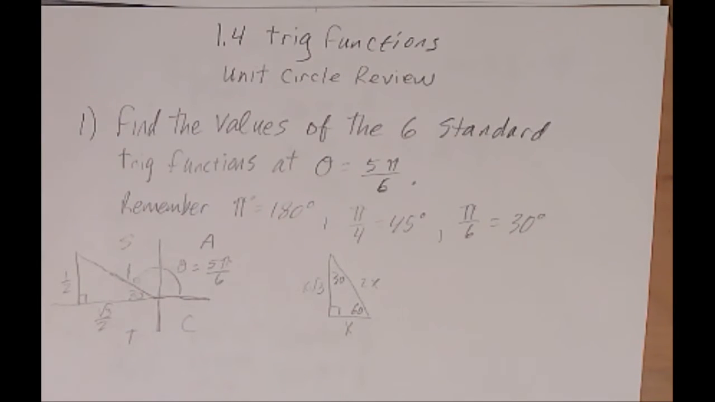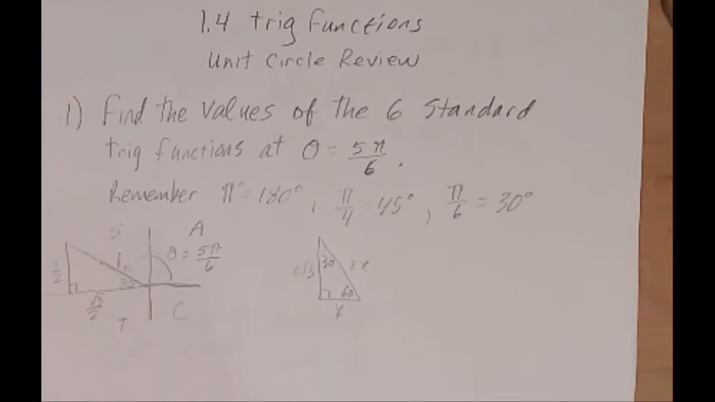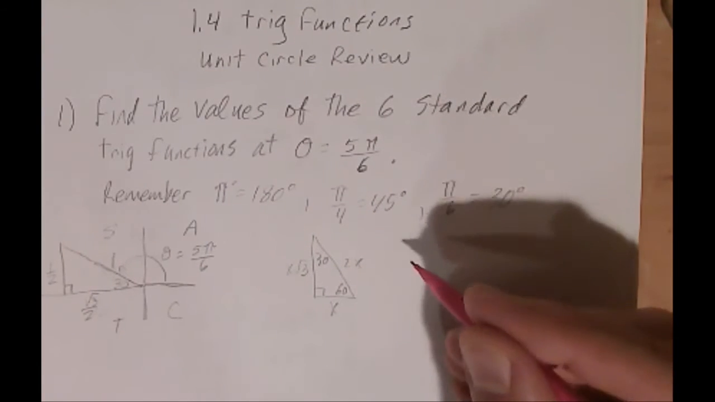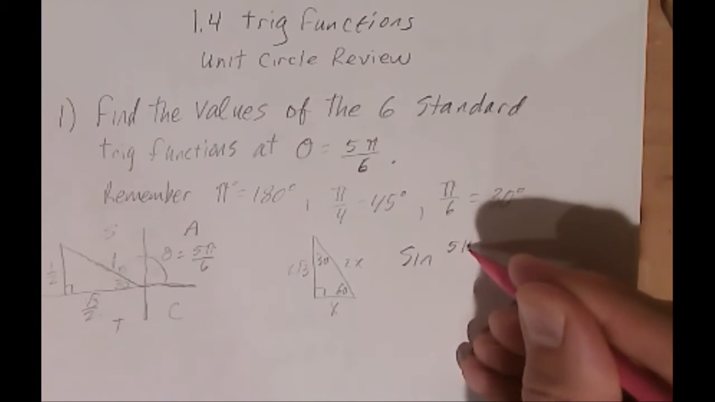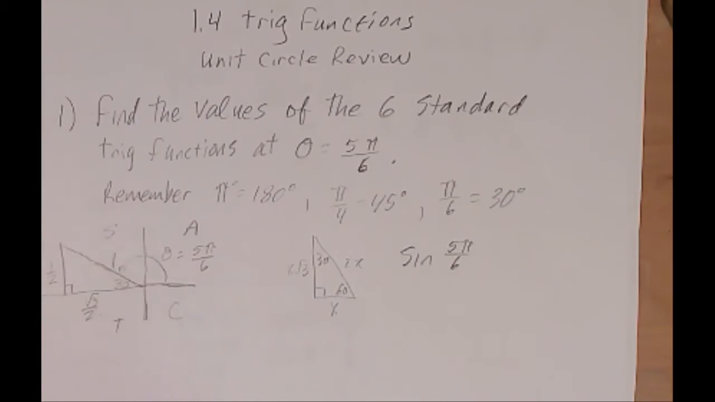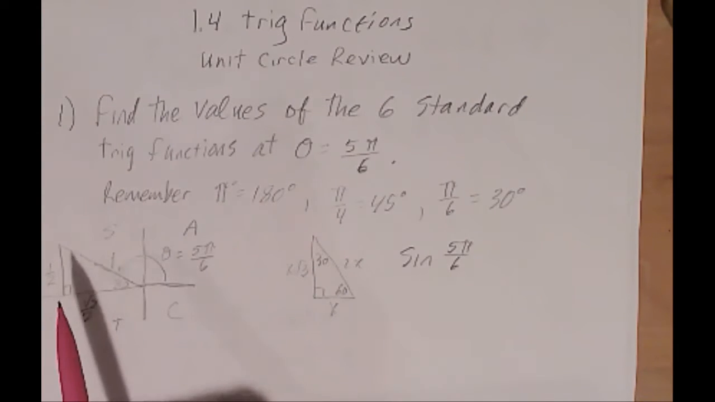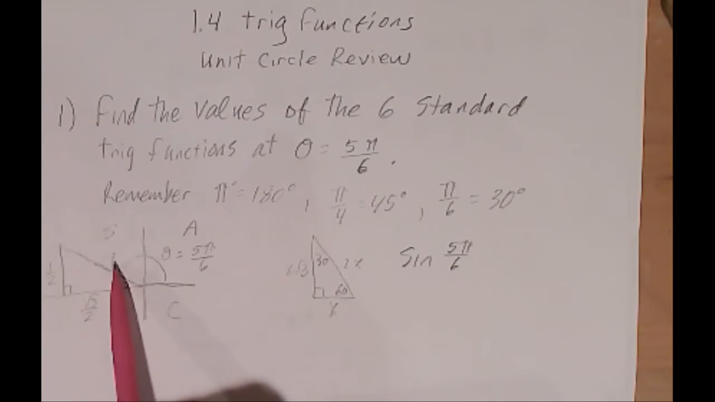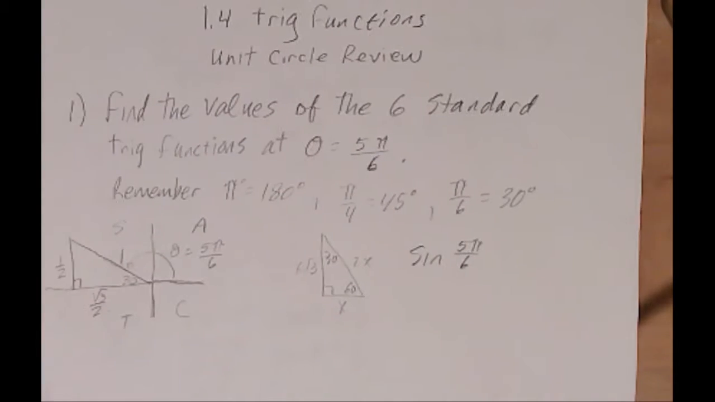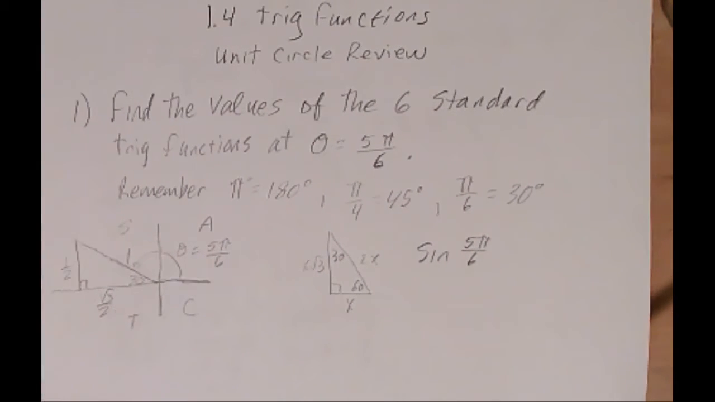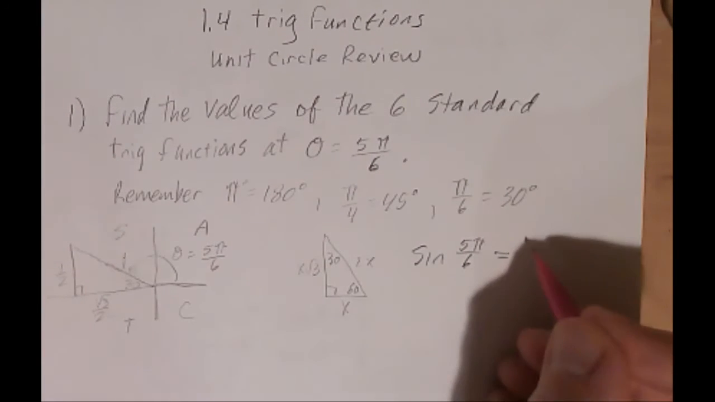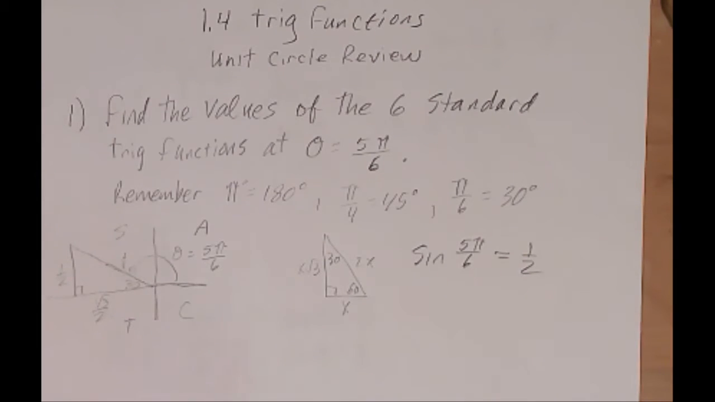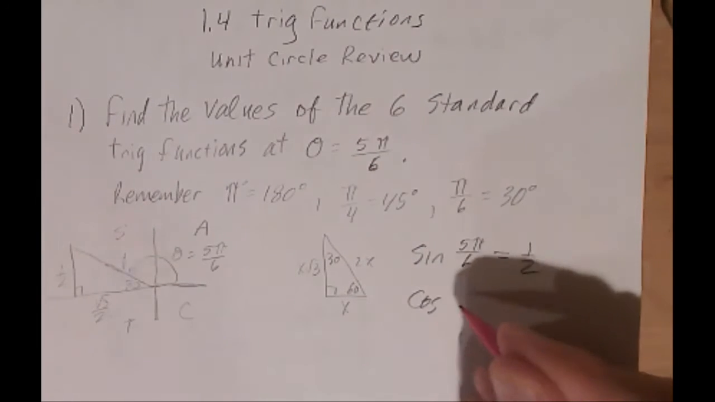Okay, and so what I want to do here is the sine of 5 pi over 6. And I'm going to say, all right, that's opposite over hypotenuse. That's 1/2 divided by 1, which is 1/2. But the sine is positive, so we're good there. So it's 1/2.